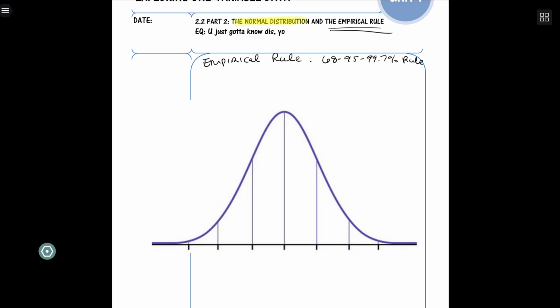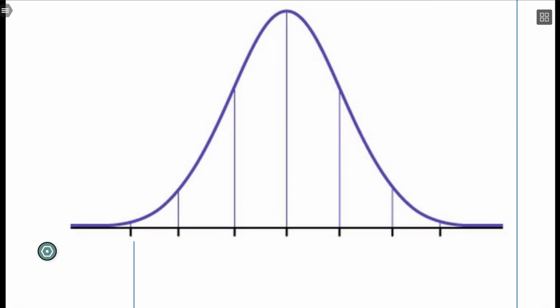Let's get to it. So, one thing we notice, because it's symmetrical and it's unimodal, the mean and median are going to be the same. So the mean can be placed right there in the center. Okay, we know where the mean is.